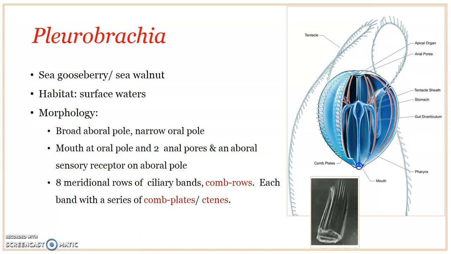Running between this oral and aboral axis, you can see 8 equally spaced meridional rows of ciliary bands. These are the ciliary bands, and the cilia are arranged in a transverse, plate-like pattern. There are 8 such meridional rows of ciliary bands that run from the oral to the aboral axis, and hence it resembles a gooseberry. That's why it is referred to as a sea gooseberry.